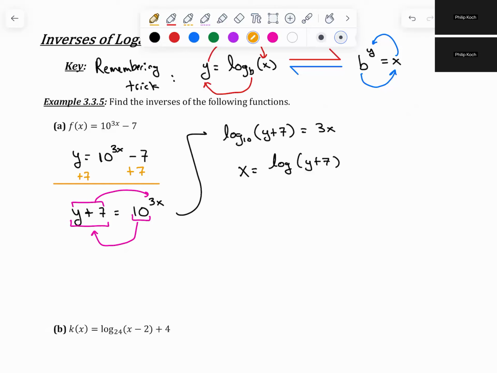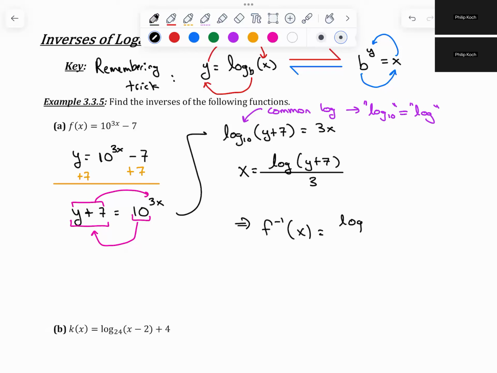I'll make a mention of that too. This is the common log. Divided by 3. And then we have our final answer once we convert it. Once we solve for x, we flip-flop the x and the y's and write it as an f inverse function. So this finally becomes f inverse of x is equal to log of x plus 7 divided by 3.